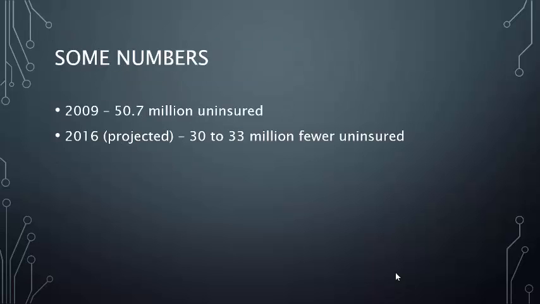A couple of statistics: in 2009, there were 50.7 million uninsured people here in the United States. And it's projected through the implementation of Obamacare that within 6 years, roughly 2016, there will be 30 to 33 million fewer uninsured people here in the United States. And that's a lot to add to a system that's already weighed down and already has shortages in healthcare providers. So it'll be interesting to see how that works out.